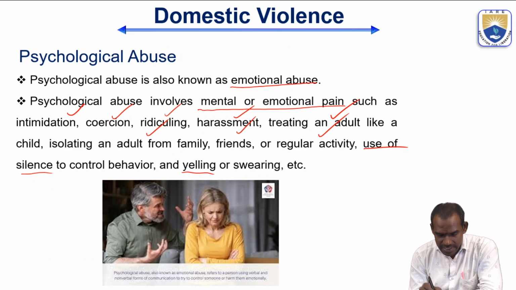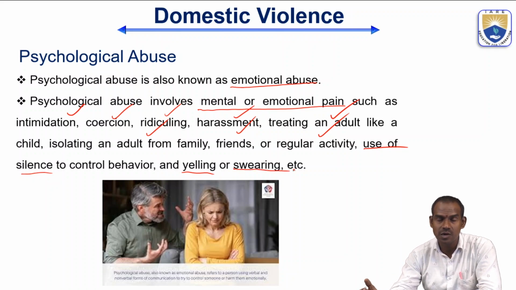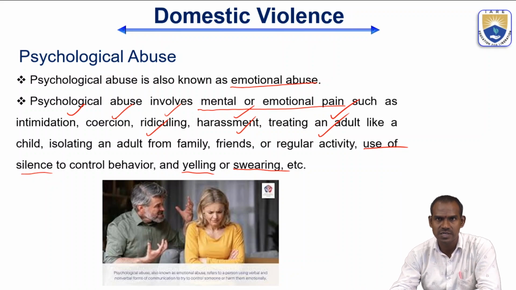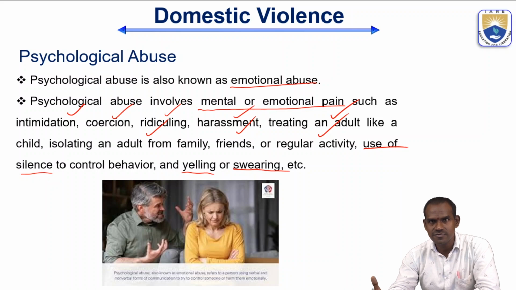And yelling means shouting loudly, and swearing. Swearing is also one kind of shouting. Okay, so these all influence the mental or emotional status of a person who is experiencing this kind of psychological abuse, which is another form of domestic violence. So, what is another name for psychological abuse, and when is abuse considered psychological abuse? These two you have learned in this content.